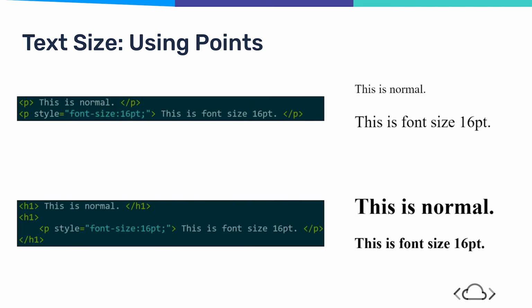Point sizes are considered constant. It is a common way to set text size and is often used in print media, meaning anything printed on paper. When you set your Google Doc size to 12, you are setting it to 12 point. Points are fixed size units and cannot scale in size. Notice in these two examples left and right. The paragraph tag and the heading 1 tag are different sizes, but this 16-point style makes them the same constant size.